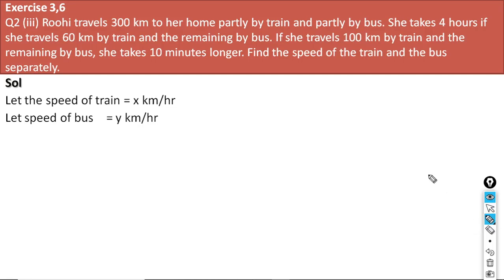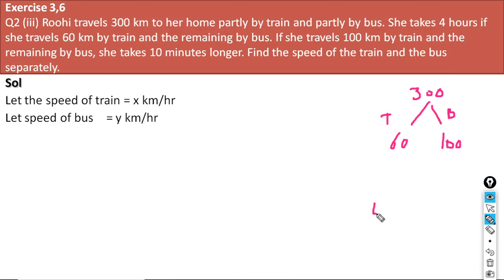Now if you understand the situation carefully, she takes 4 hours by traveling 60 km by train and the remaining by bus. So the total time is 4 hours. This 300 km has to be divided into two categories. In the first category, 60 km is by train, and the second is 240 km by bus. The speed of the train is x, and the speed of the bus is y.